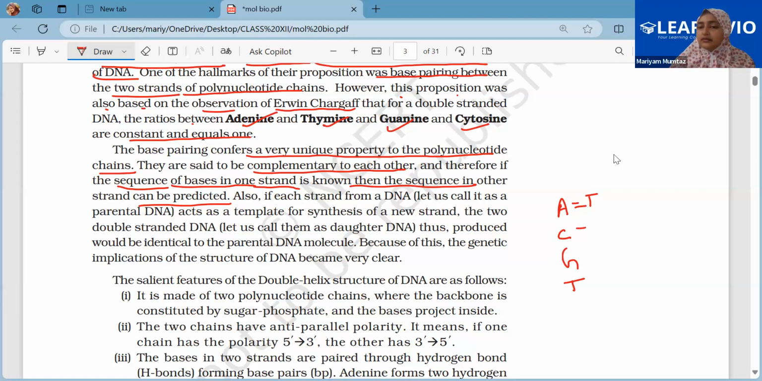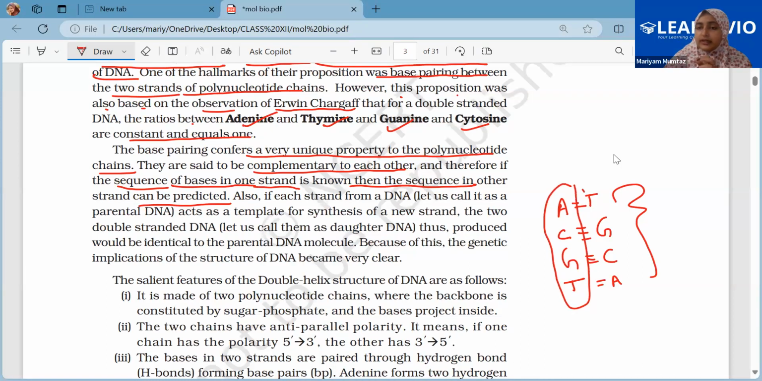Cytosine pairs up with guanine, and three bonds are there. Same goes for here, same goes for here. So this is a fixed thing. Now, if we know this side, we can know this side. So that is why this complementarity helps us to know the sequence of the DNA.